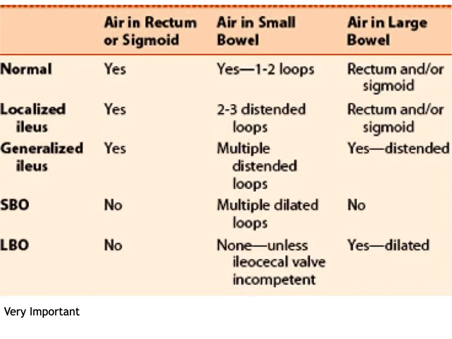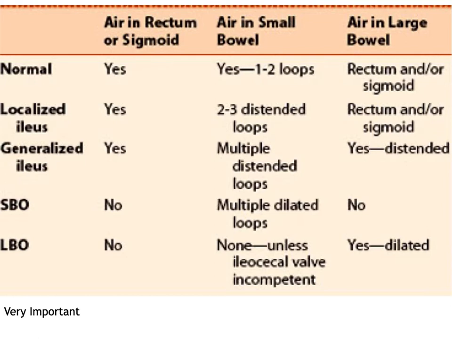We have lateral decubitus. In lateral decubitus, what we are looking for is gas in the rectum. So in case of generalized ileus, you will find there is gas in the rectum. In case of small or large bowel obstruction, it's no. There is no gas in the rectum.